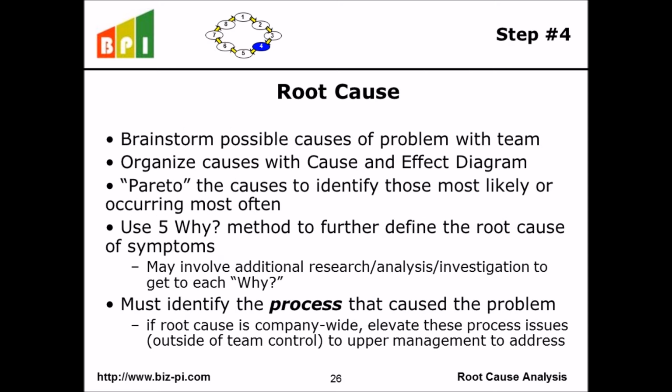Step 4 is defining the root cause. First of all, we want to brainstorm the possible causes of the problem with the team. We recommend the use of the cause and effect or Fishbone diagram. After brainstorming, use the Pareto principle to determine which causes to focus on, or some sort of voting with the team members.